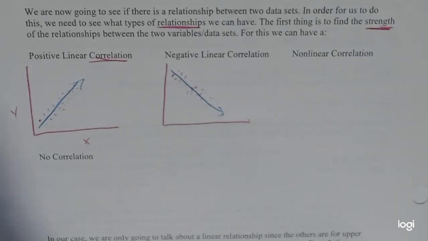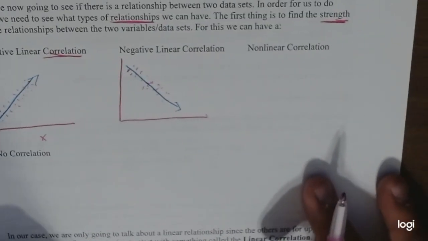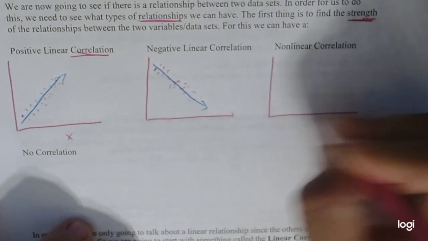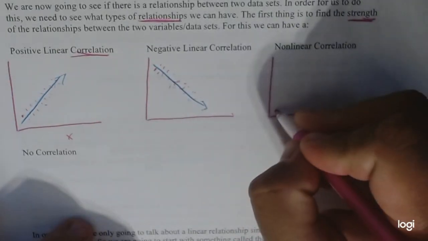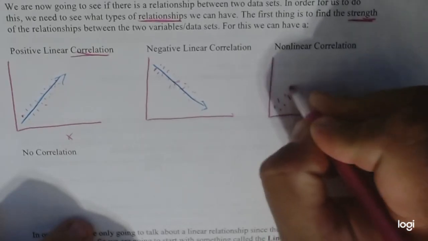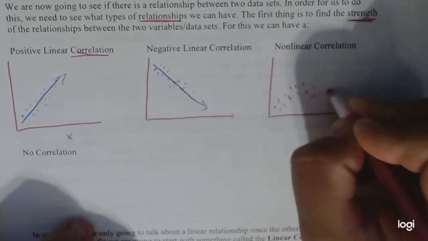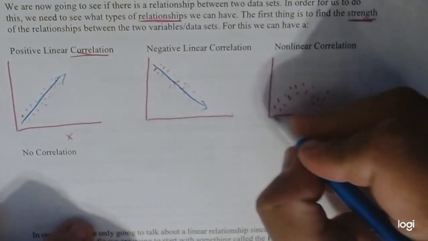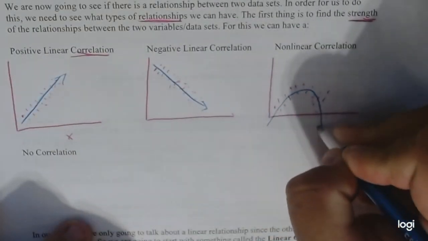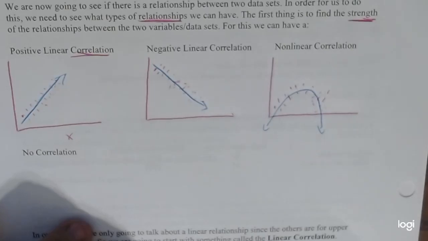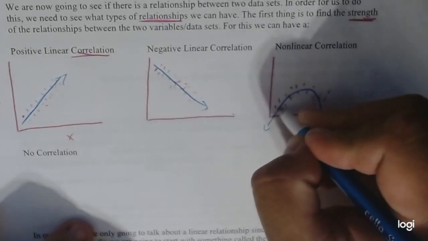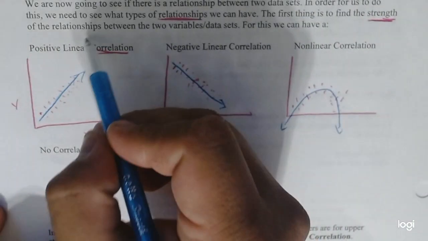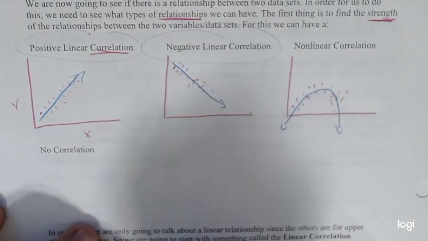The other type is a non-linear correlation. Essentially, it's non-linear, but it does have a relationship. Speaking of the parabola, this will be considered a non-linear or parabolic relationship, because notice it kind of looks like an inverted parabola. So just because it isn't linear doesn't mean it has no relationship. But in our case, we're going to be talking about the linear ones the most, since it's an intro class.